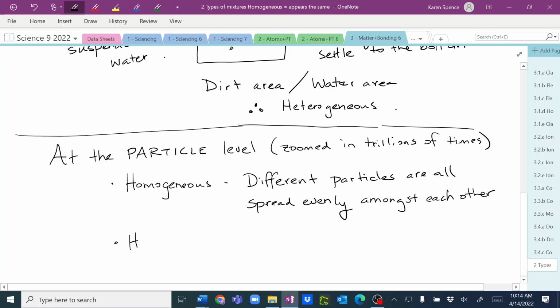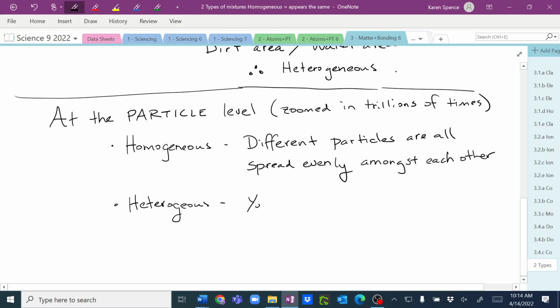And if it is heterogeneous, what will you see? You'll see little clumps. You'll see clumps of the same type of particle.